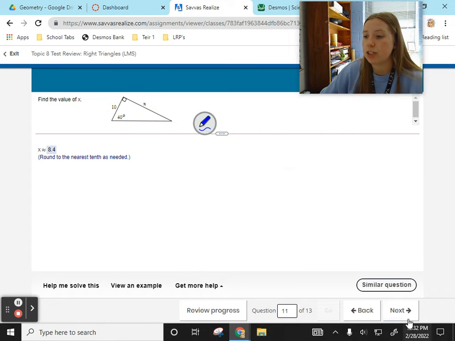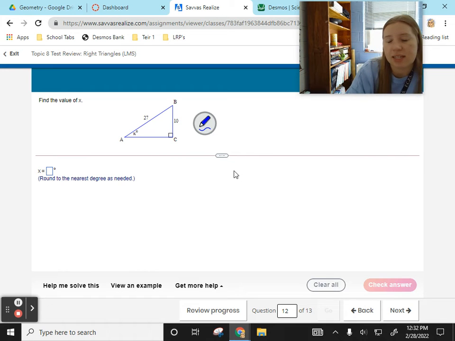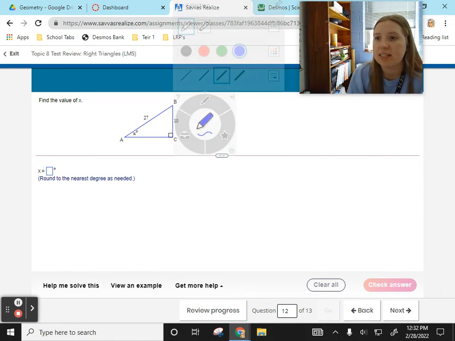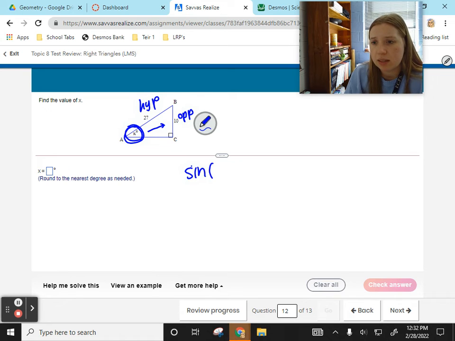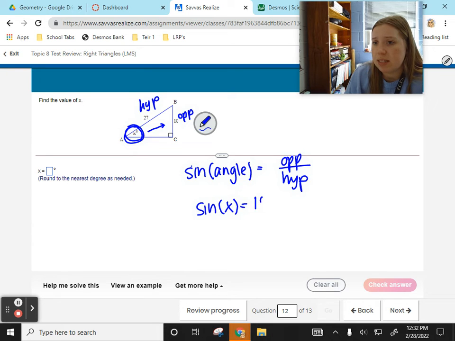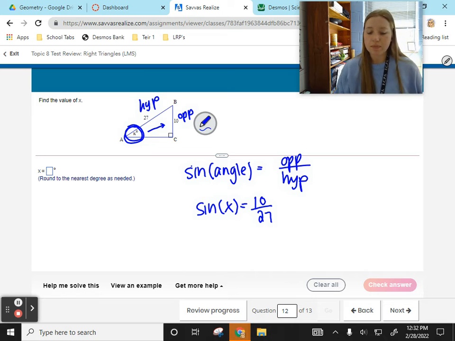All right, and we've got 2 questions left. The next one says find the value of x. Notice that x is our angle measure this time. So I want to find the angle. I'm going to label my side lengths again. This is my opposite. This is my hypotenuse. So if we were setting up these problems like we were setting up the last ones, we would use sine of our angle is opposite over hypotenuse. Well, my angle this time is x, and the opposite is 10, and the hypotenuse is 27. Notice how our variable is stuck inside these parentheses.